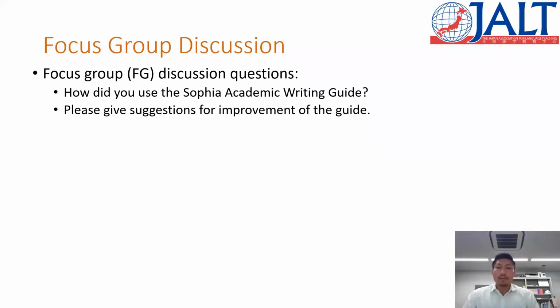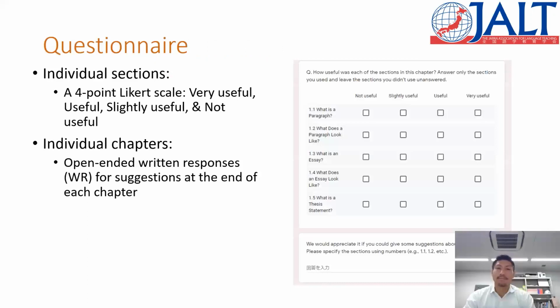During the focus group discussion, we asked about these things. First, how teachers use the Sophia Academic Writing Guide, and also we asked for suggestions for improvement. In the questionnaire, we asked the teachers to rate how useful each of the sections was on a 4-point Likert scale, and at the end of each chapter, we included an open-ended question to elicit suggestions for improvement of the guide.